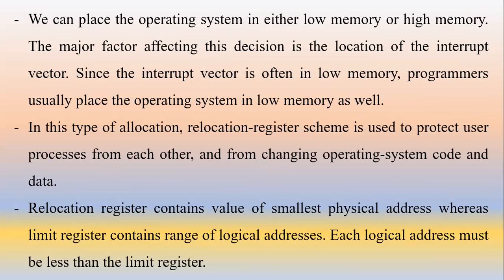We can place the operating system in either low memory or high memory, just as I have said. However, the major factor affecting this decision is the location of the interrupt vector. Since the interrupt vector is often in low memory, programmers usually place the operating system in low memory as well. In this type of allocation, relocation register scheme is used to protect user processes from each other and from changing operating system code and data.